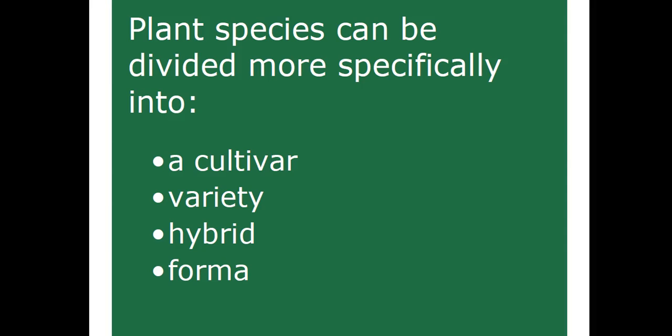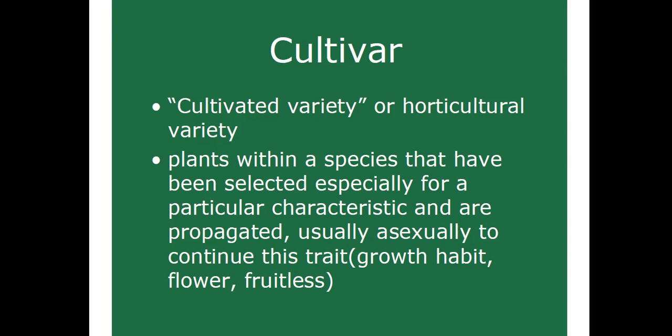Of course, there are more divisions, and we can get more specific with plant names, and we will often do this, as you've already seen. We can look at cultivars, aka cultivated variety. We can look at varieties. This is often considered a natural variety. Hybrids, or forms, different forms of plants. Cultivar or cultivated variety is a horticultural variety. This is a variety of plant that only exists in cultivation.